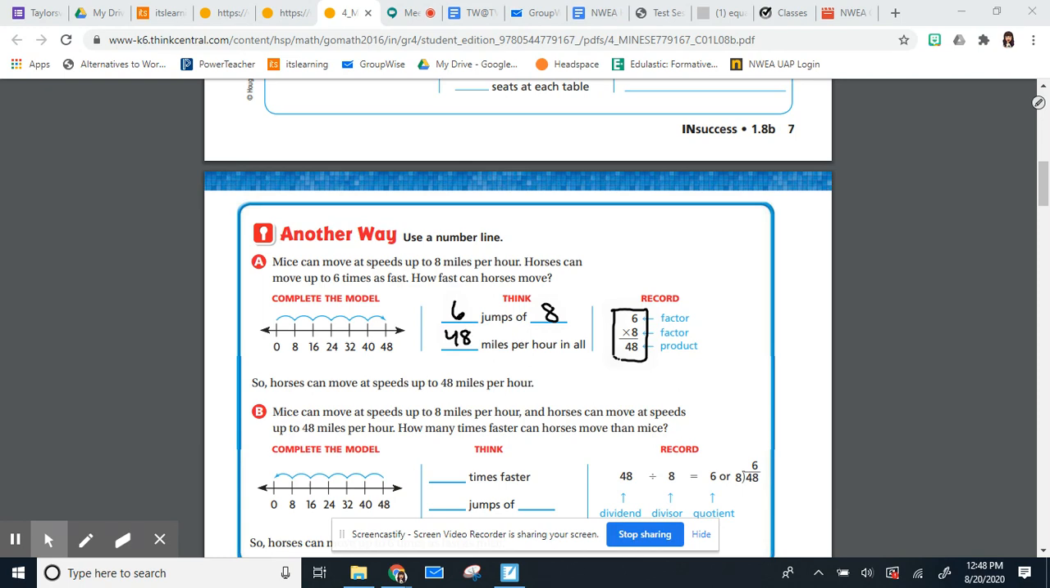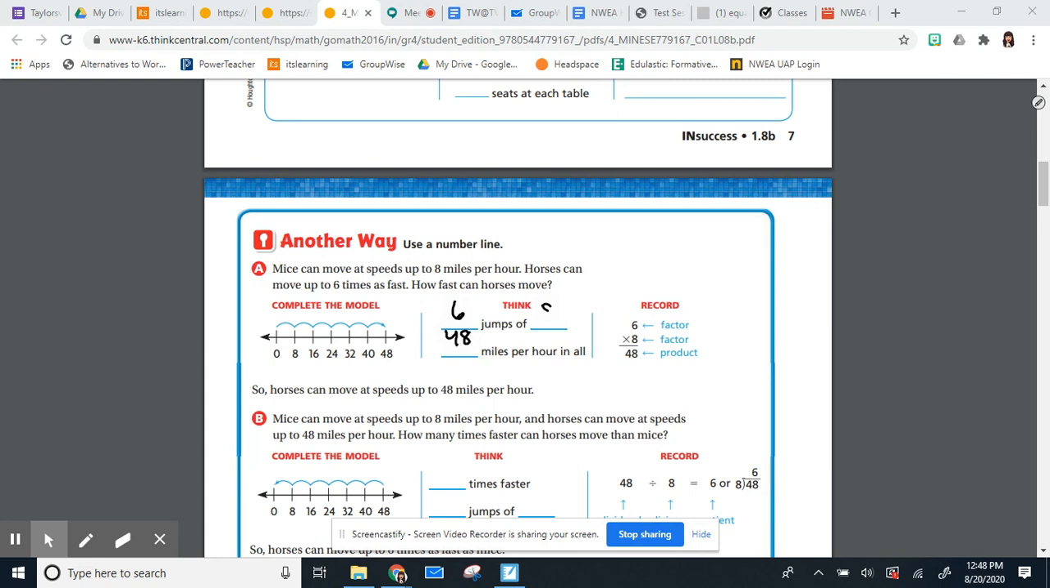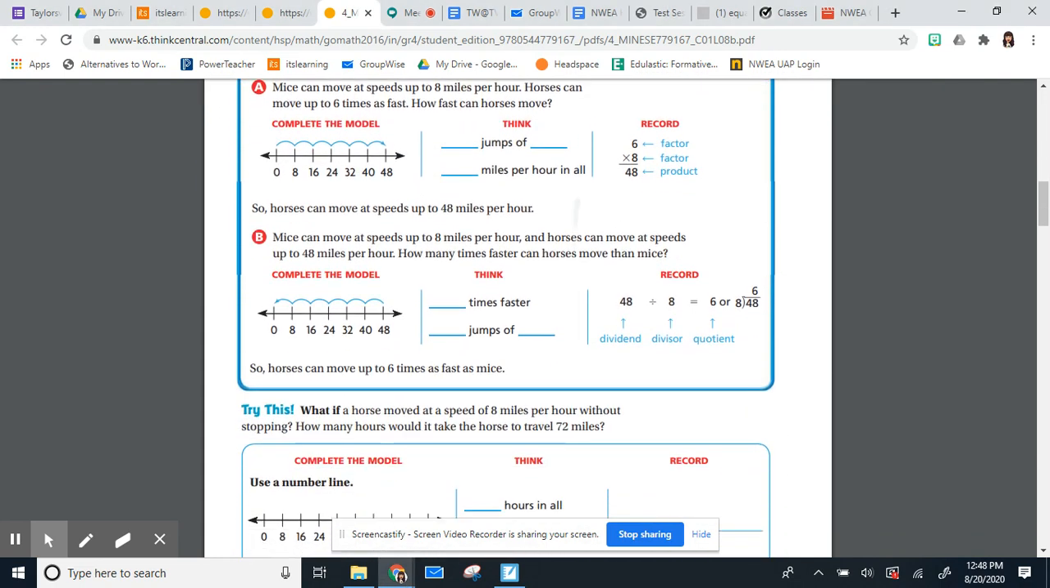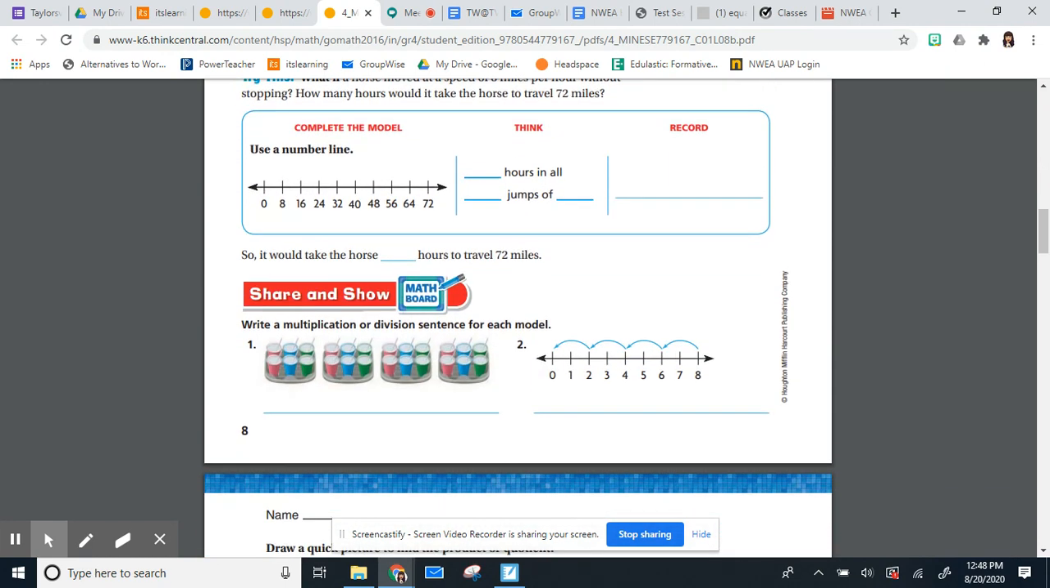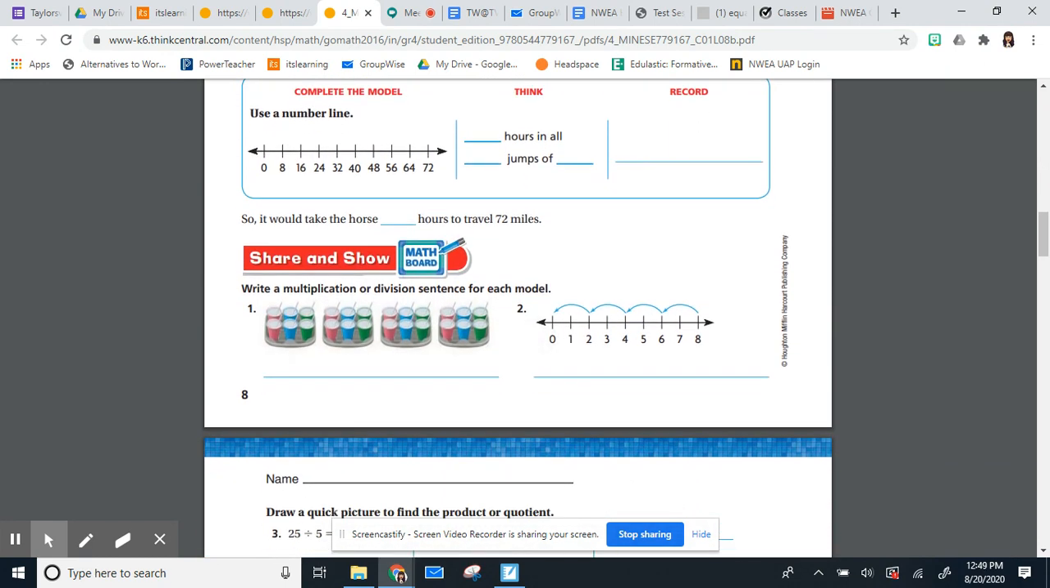Okay, so just briefly covering that, but I'm not going to show that to you. I'm not going to ask you about it on the homework, so I'm going to skip to share and show here on page 8.